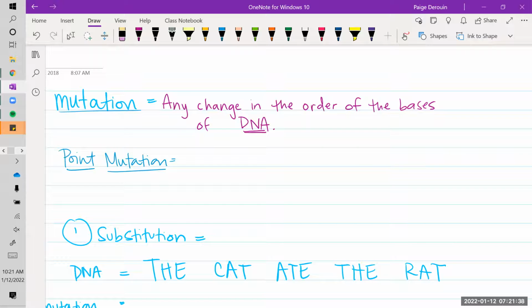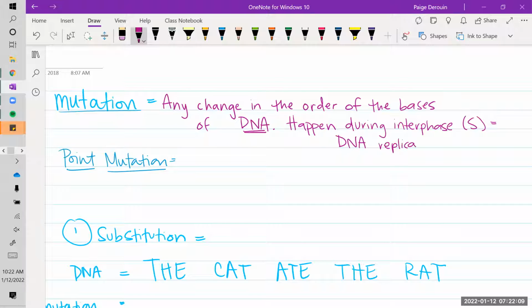Okay, think back to when we talked about mitosis and meiosis. When do you think mutations happen? What part of the cell cycle? Good. So these happen during interphase. And if you want it to be really specific, what do you think it would be? S. Yeah, S, which is DNA replication, which is what you guys did when you made your model. So if you had added in the wrong letter to pair with another one of your letters, that would have been a mutation. And that's what this is.